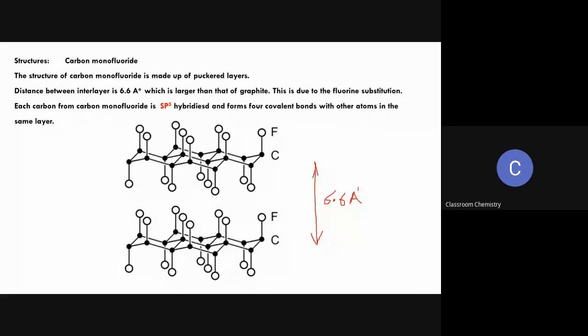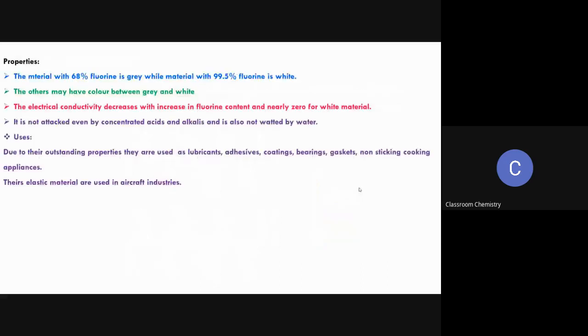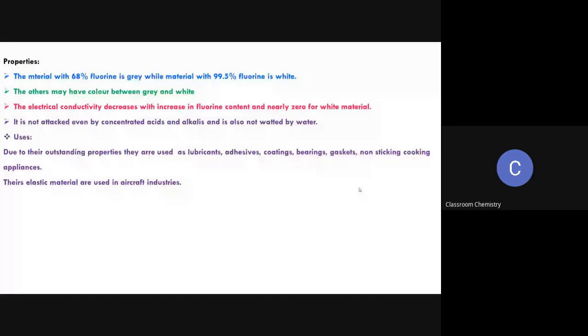Angstrom unit. So you should understand the structure of carbon monofluoride, because sometimes a short note is asked on carbon monofluoride, and at that time you should give its structure. The properties are the same as before: the color may be between gray and white, and the electrical conductivity decreases with increasing fluorine content. The uses are also the same: lubricants, adhesives, coatings, bearings, gaskets, non-stick cooking appliances, etc.